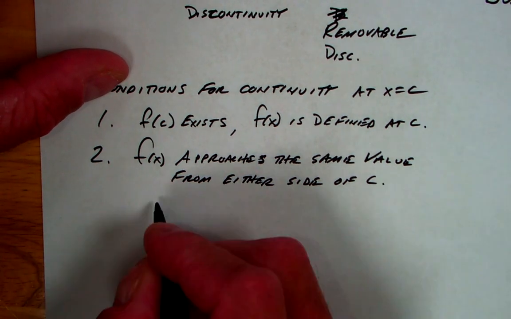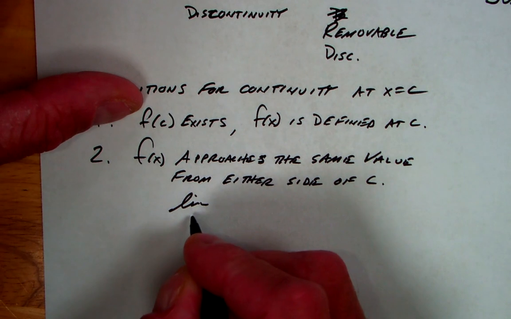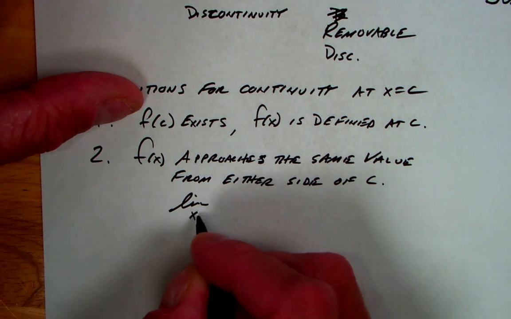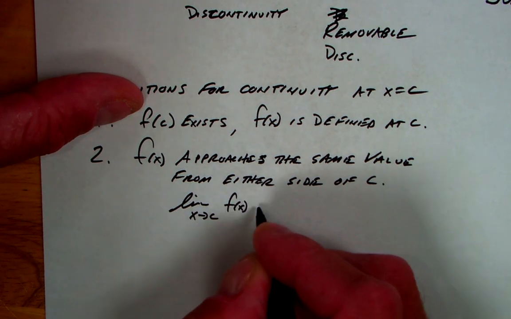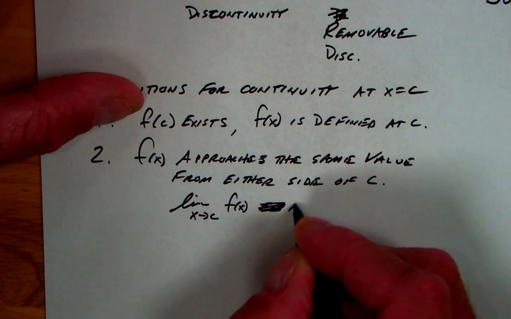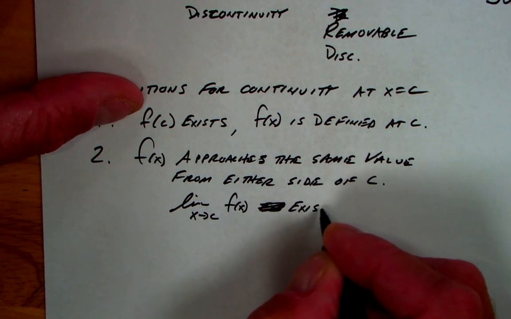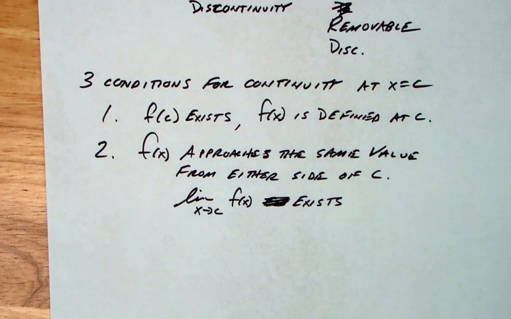Now, another way to say this is that the limit, as x approaches c, of f of x exists. And I would like to write in pen so it's dark enough you can see it. So that's why I scribble every once in a while, because I can't erase. It exists. Have you ever seen the term limit before? Okay, I didn't think so.